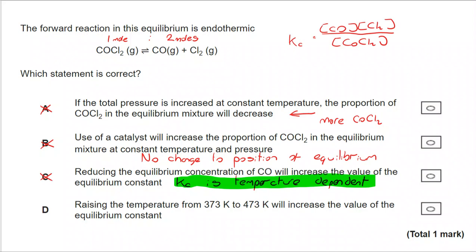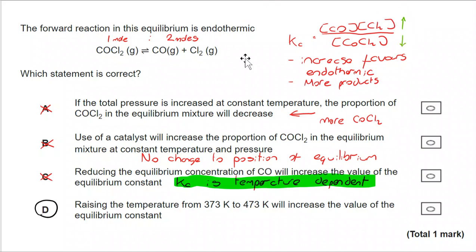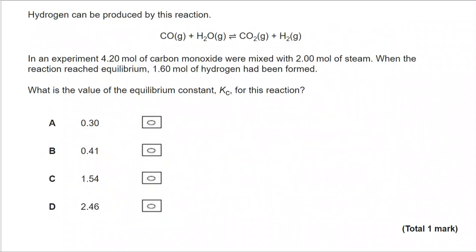So we get to D, and let's write out the expression. An increase in temperature favours endothermic, we know that. That does mean that there will be more product. Now, if we take a look at what that does to the Kc value, my product value goes up, my reactant value goes down, and that does mean that the Kc value would go higher. Quite a complex question there, one that's definitely worth revisiting. Okay, next question to try.